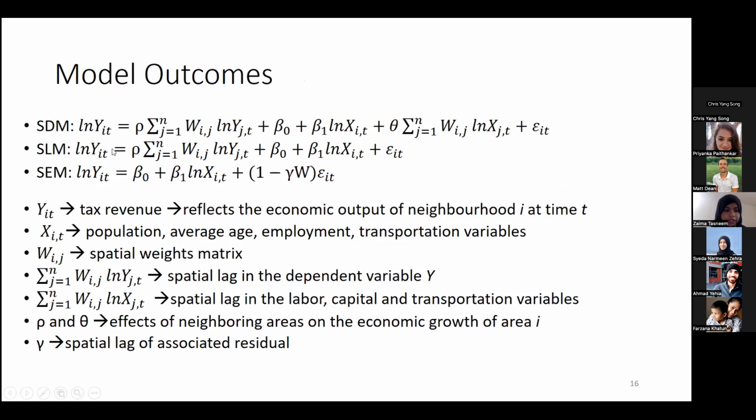And in here, as you can see, Y is the dependent variable, which indicates the tax revenue for each neighborhood. X are the independent variables, which in our case, we're going to use population, age, employment rate, and accessibility and connectivity due to ODT service as our transportation variables. W is a spatial weights matrix, and rho and theta, these two coefficients are going to indicate the effects of a neighboring area that will have an influence on a particular area's economic growth.